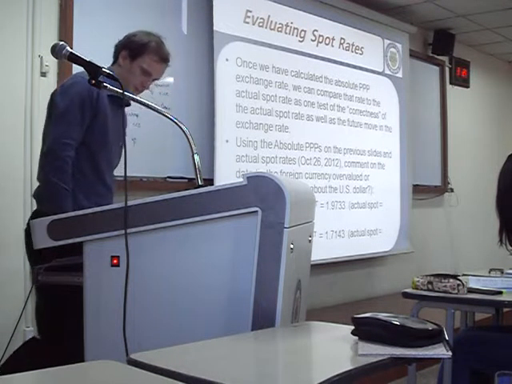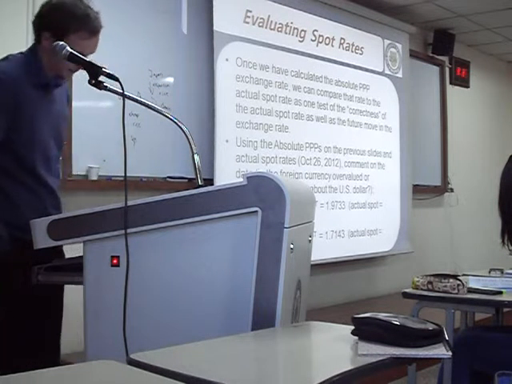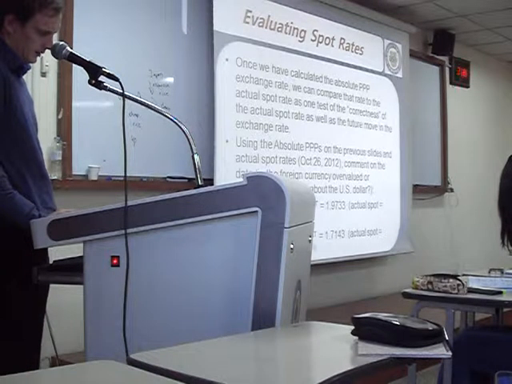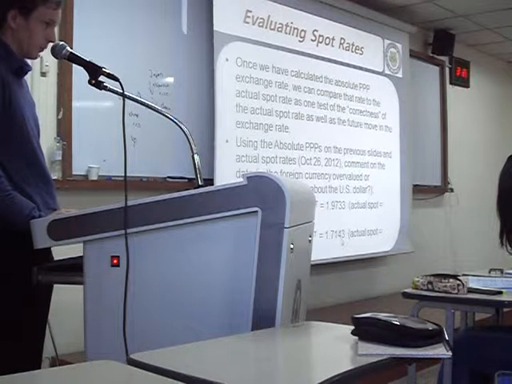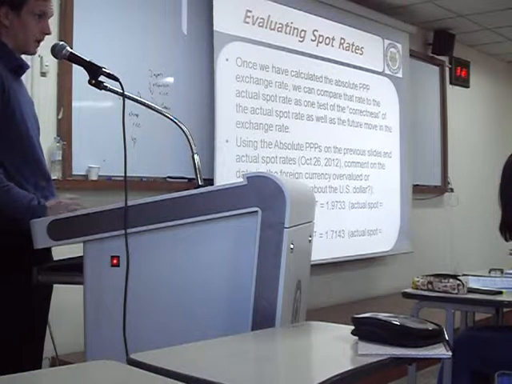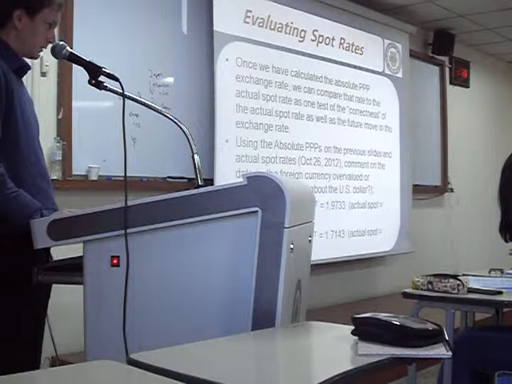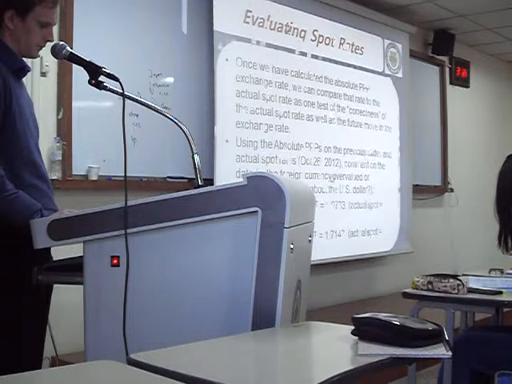British pound is overvalued and US dollar is undervalued. So, here, for one British pound, we get 1.7 US dollars, but we should only get 1.6. So therefore, we're getting more dollars than we should for each pound. So the pound is overvalued, and the dollar is undervalued.